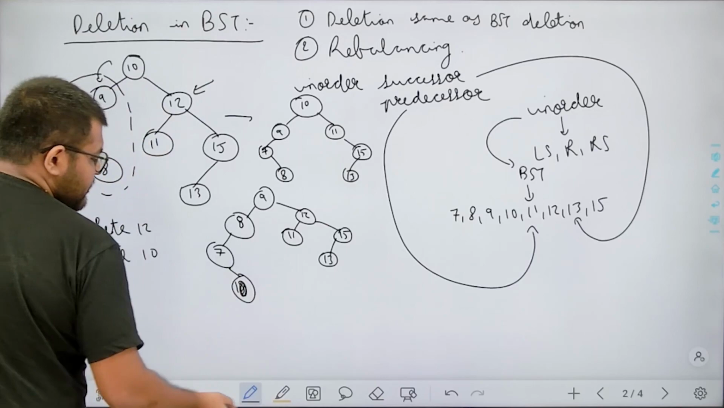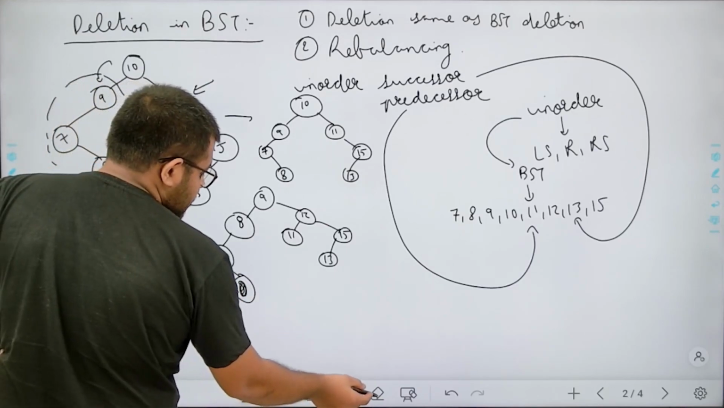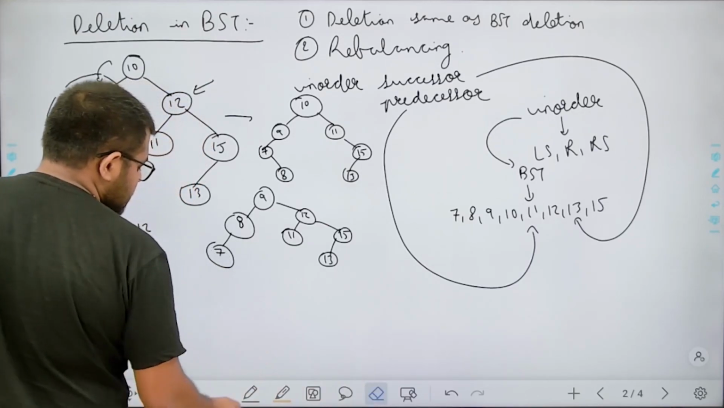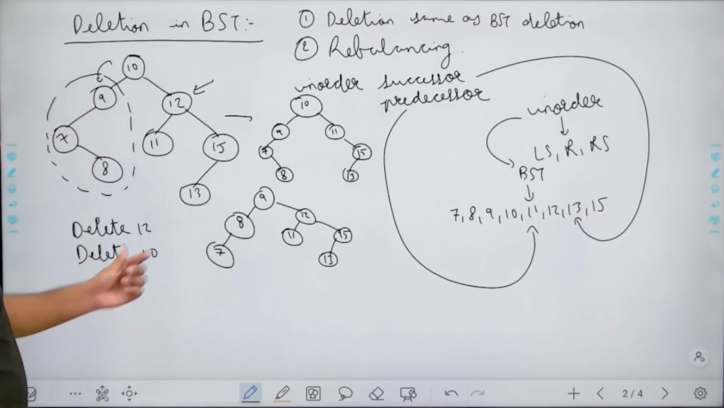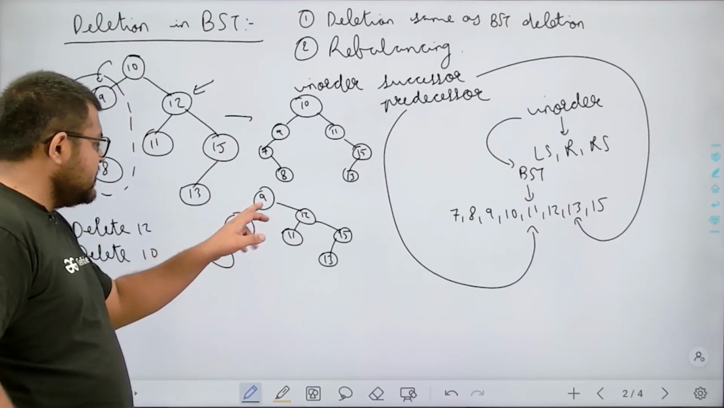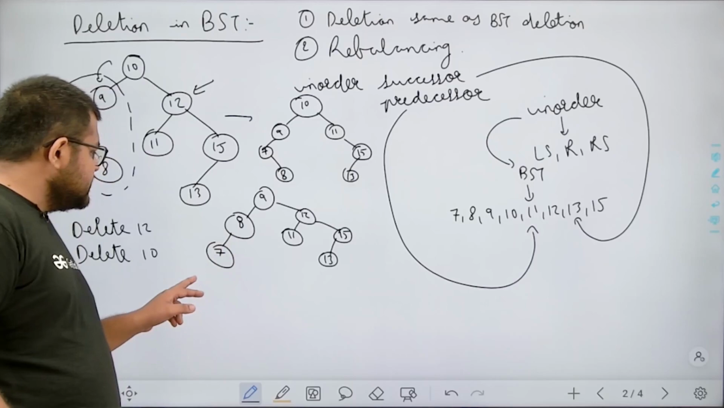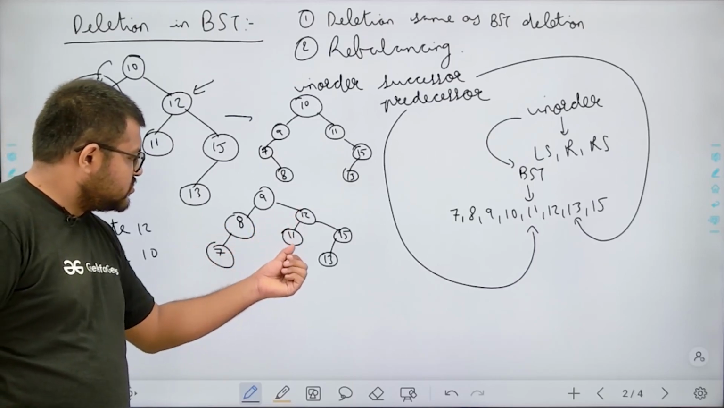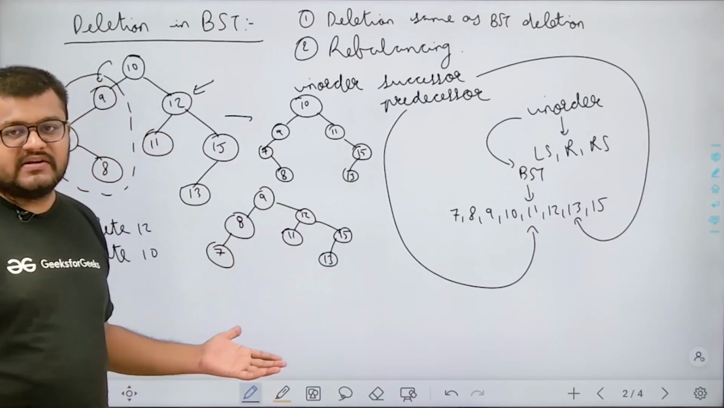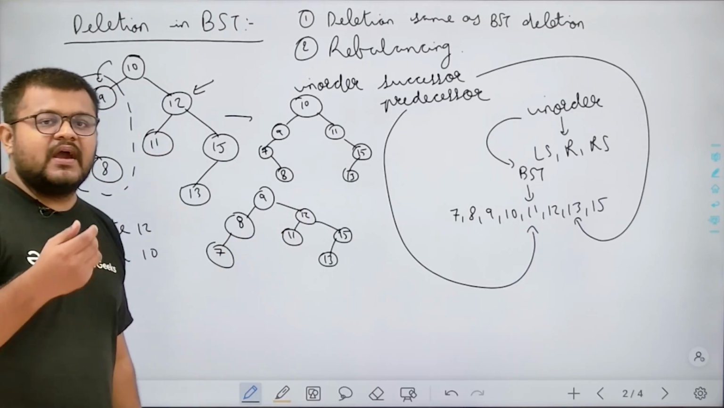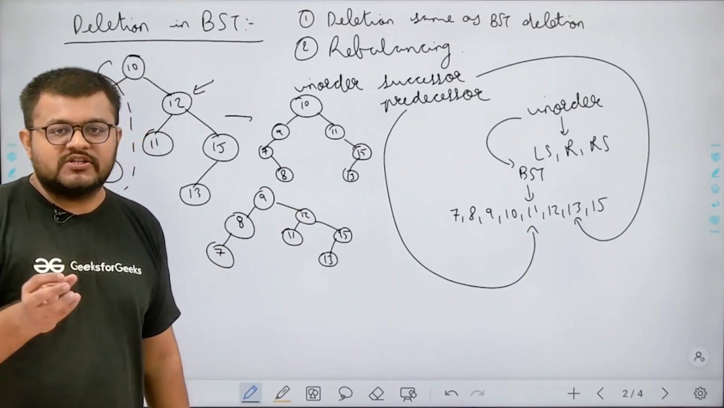Now this is the leaf node, so I'll delete it. So what will happen? I'll delete this part, so I'll get this. Is this the binary search tree? Yes. These values are greater than 9, these values are less than 9, this also holds true, and this also holds true for binary search tree. So this is basically how we do deletion in binary search tree.